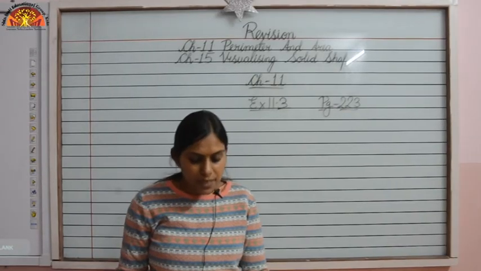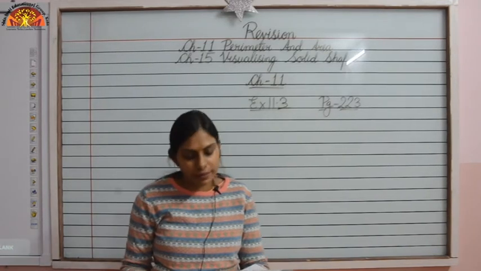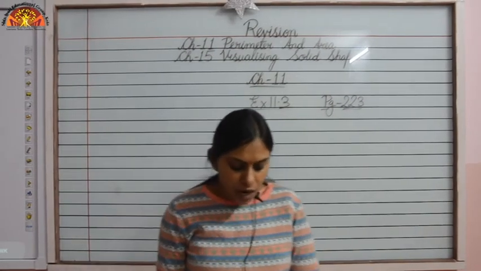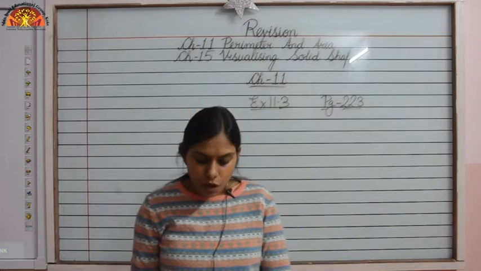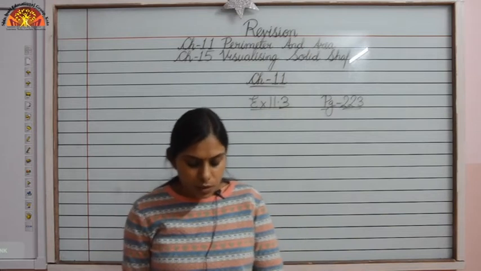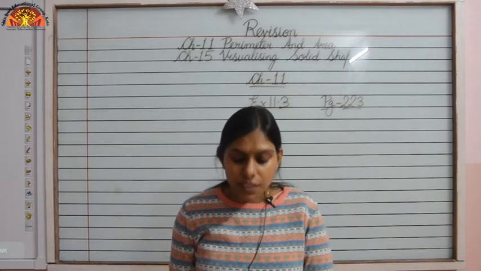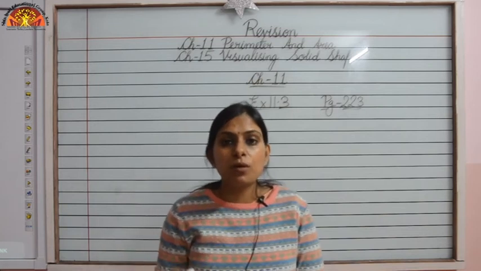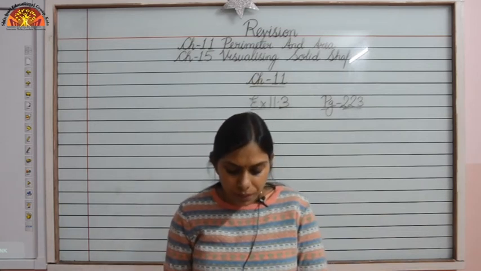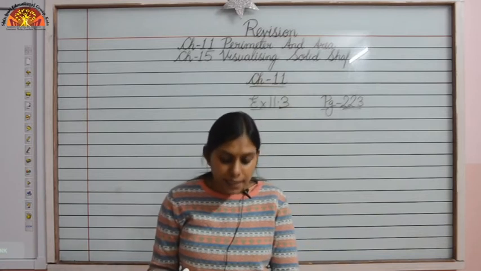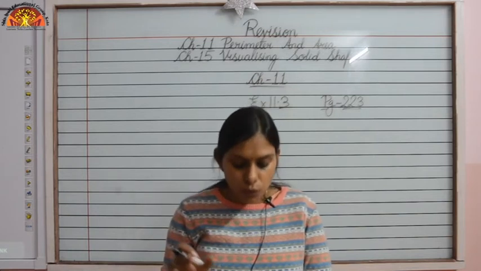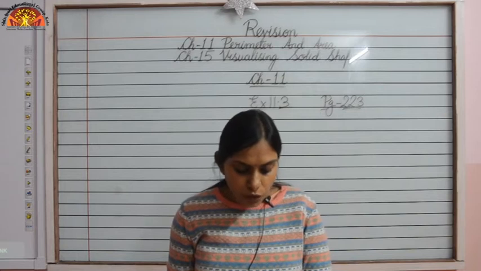Now just children, come to exercise 11.3, that is on page number 223. So we'll start with question number 4. A gardener wants to fence a circular garden of diameter 21 centimeter. So it is given that it is a circular garden and the diameter is 21 centimeter and the gardener wants to fence it. That means we are talking about the perimeter, the circumference, okay. Now find the length of a rope he needs to purchase if he makes 2 rounds of a fence. So the gardener is making 2 rounds of the fence. Also find the cost of the rope if it costs rupees 4 per meter.